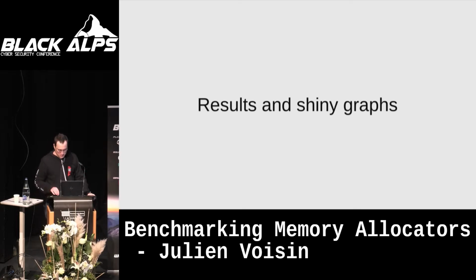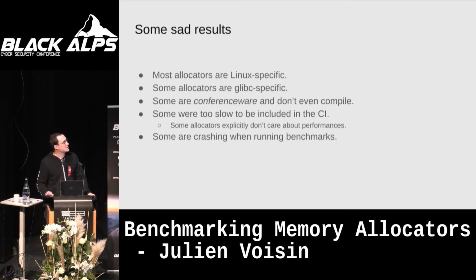Results. What can we do with all those lists? Sad stuff. Allocators tend to be Linux specific. So if you're running OS X like all the cool kids are doing these days, you won't be able to run the whole test suite. And also if you're on Windows, just forget about it. Most allocators are glibc specific, using weird extensions for no good reason. So they don't work on musl, which is annoying. This is conferenceware. So people are writing, apparently, allocators, submitting papers, presenting at conferences, and the thing just doesn't compile or just doesn't work. But hey, they got the paper at Black Hat or whatnot.